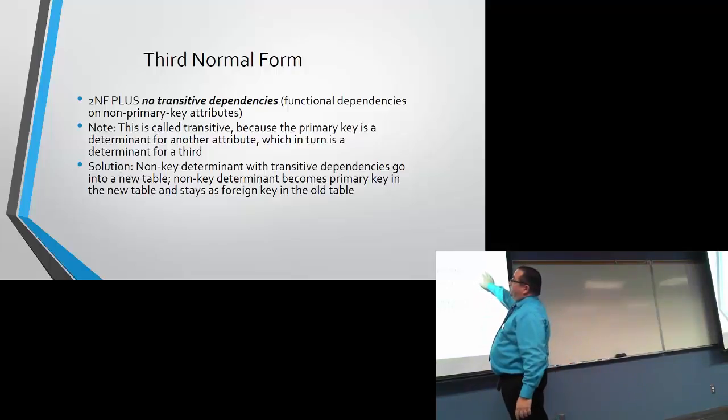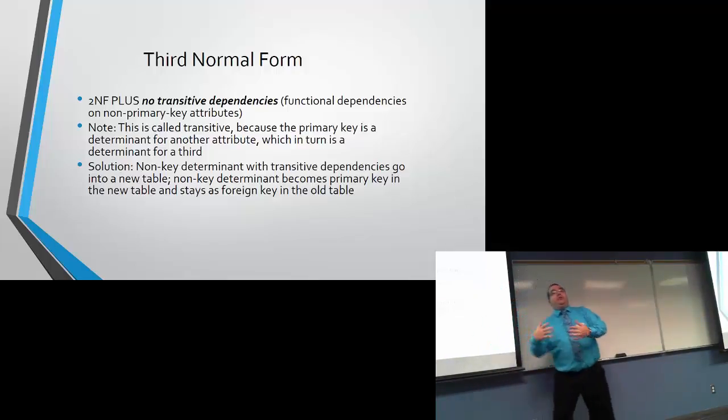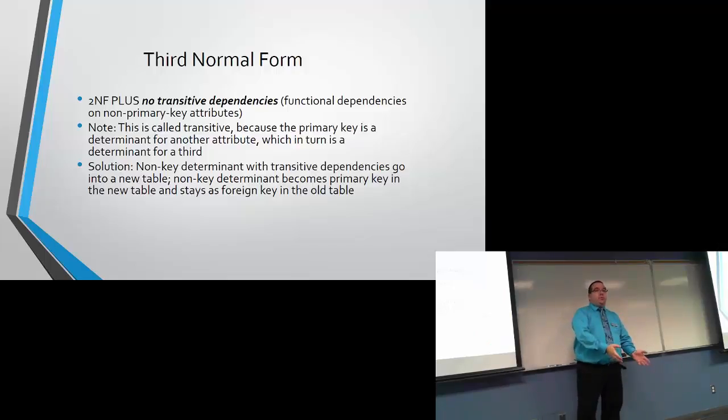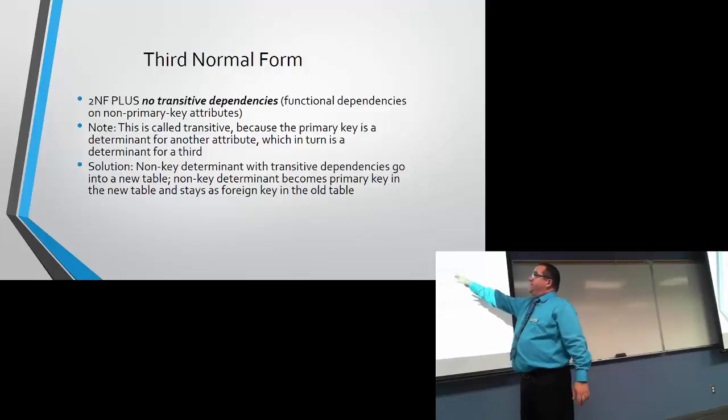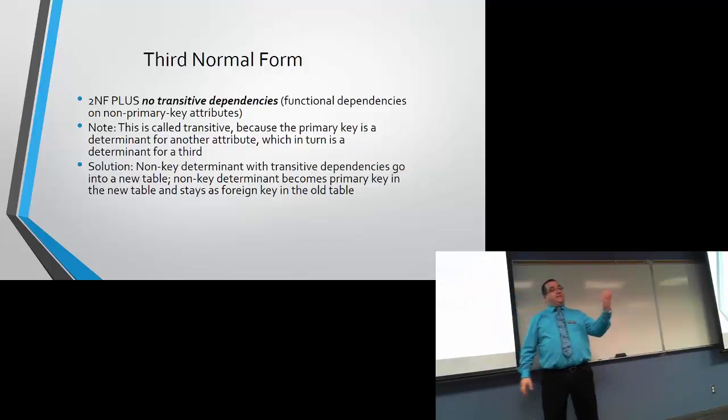Okay. So third normal form, guess what? You can't be in third normal form unless you're already in second normal form. These build up on each other. In other words, there are no transitive dependencies. That's what third normal form is. It's basically second normal form plus one more rule. There are no transitives.